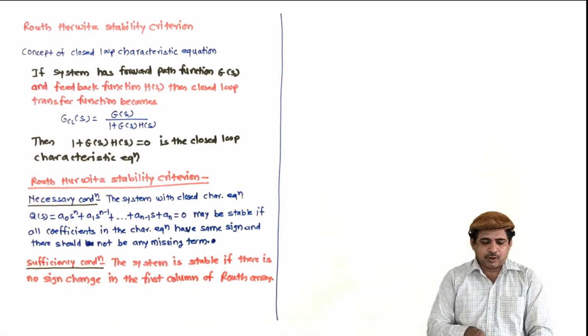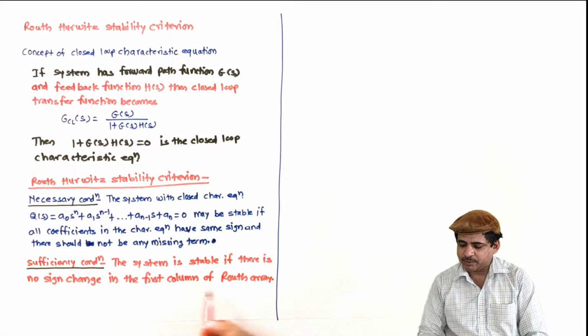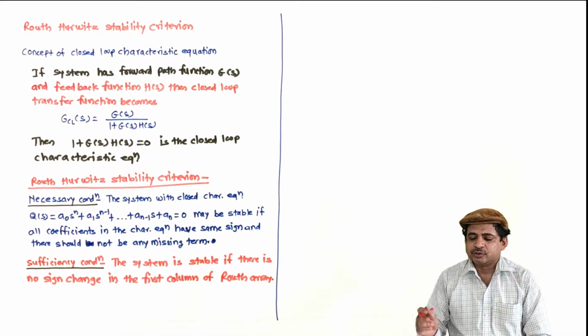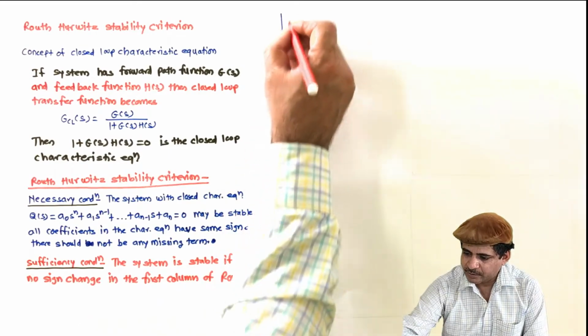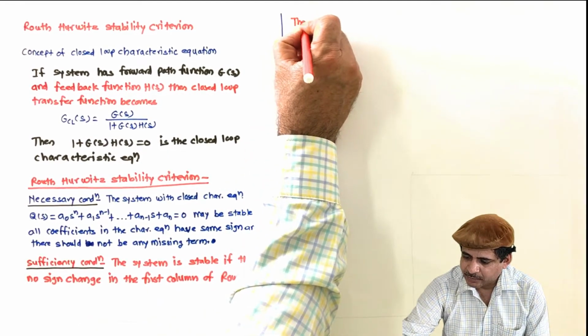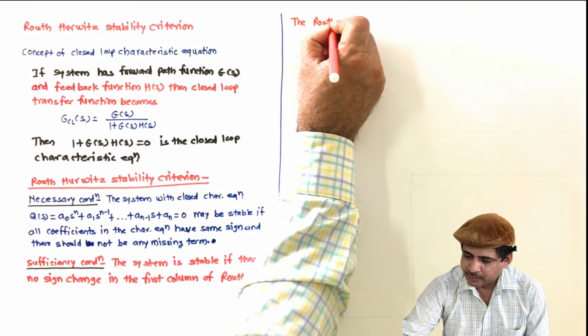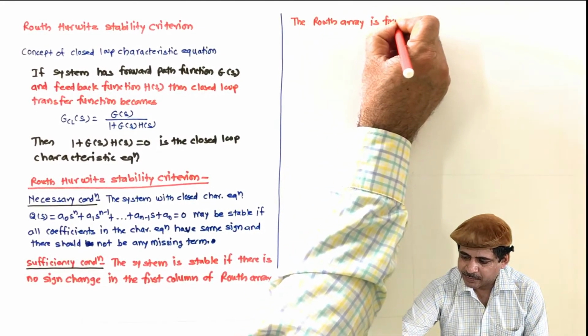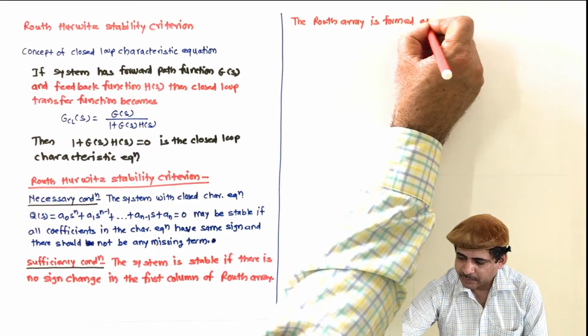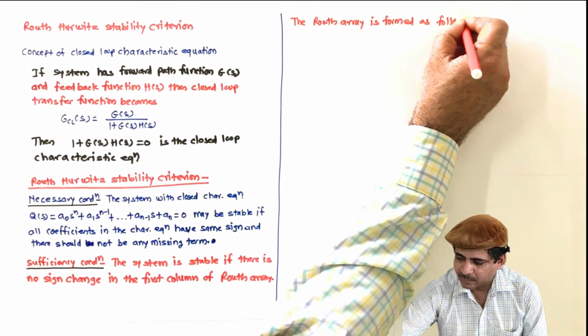So let us first form the Routh array, because here we have seen the first column of the Routh array. Where is the Routh array? The Routh array is formed from the characteristic equation. It is formed as follows.